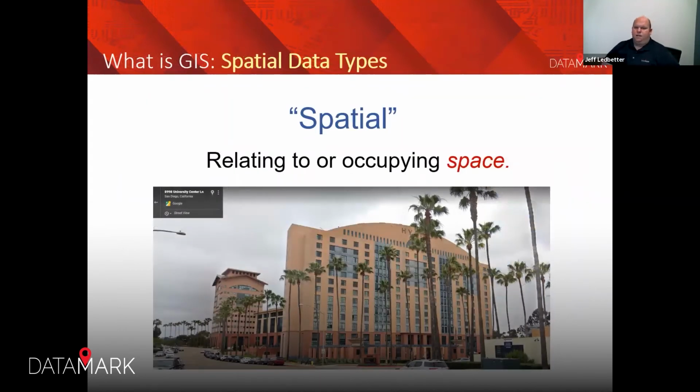Again, spatial is perhaps a term that you don't use all the time. So we want to make sure that you understand that it's relating to or occupying a space or a location on the earth.